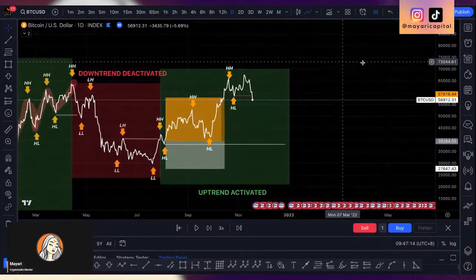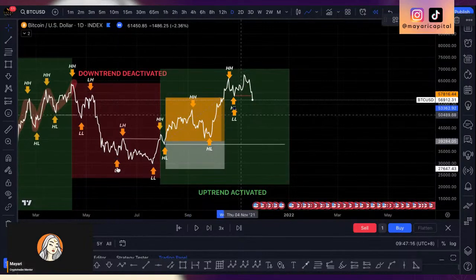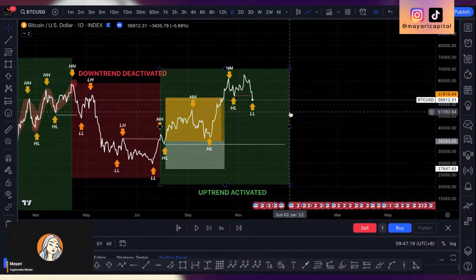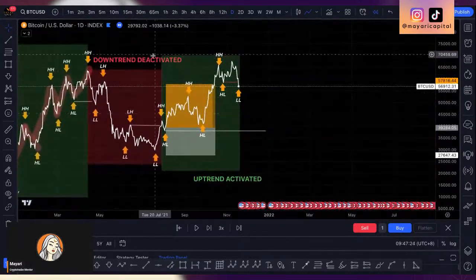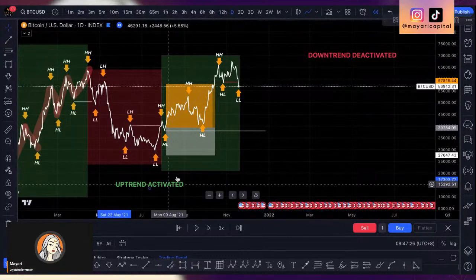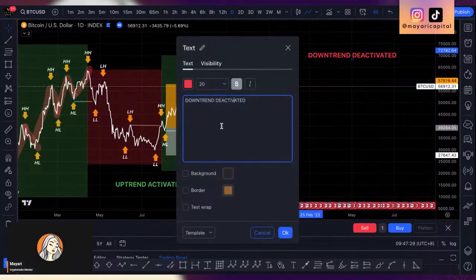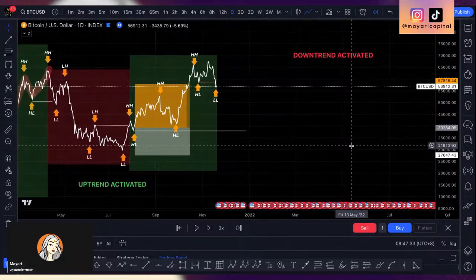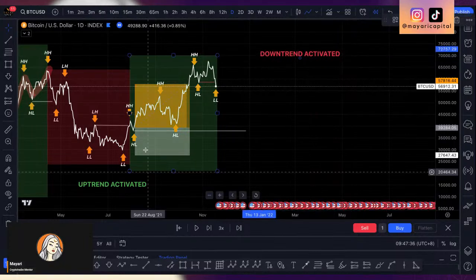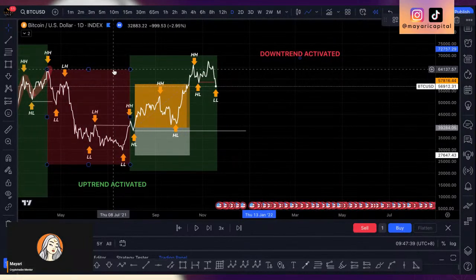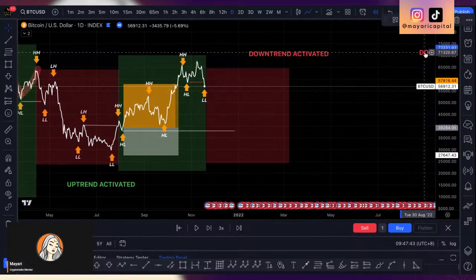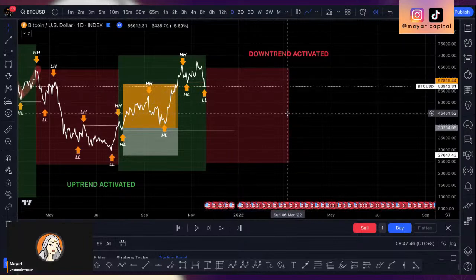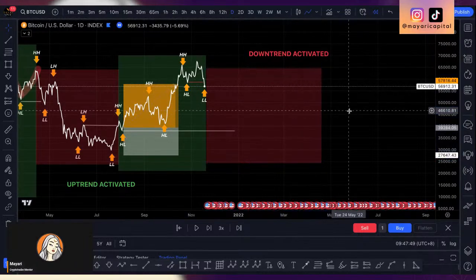We created a lower low. So with that, uptrend is now deactivated and downtrend is now activated. As simple as that is. The moment you know your trend, guys, the easier your trades are going to be. So let's just play this one out now. What happens after this?